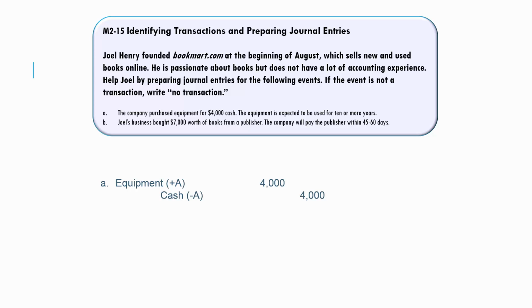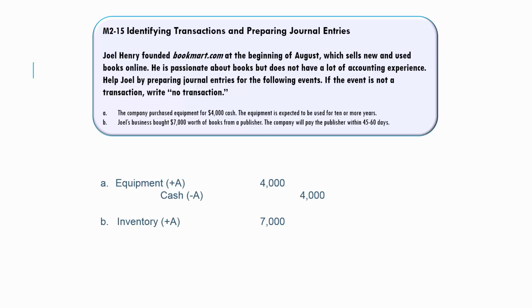Joel's business bought $7,000 worth of books from a publisher and will pay the publisher within 45 to 60 days. This is what we call inventory because it's something that's going to be resold. The reason why we know it's going to be resold is because when we go up here, we find that this company, Joel Henry's company, Book Mart, sells new and used books. And they're buying books. If they buy books and that's what they sell, this is what we call inventory.